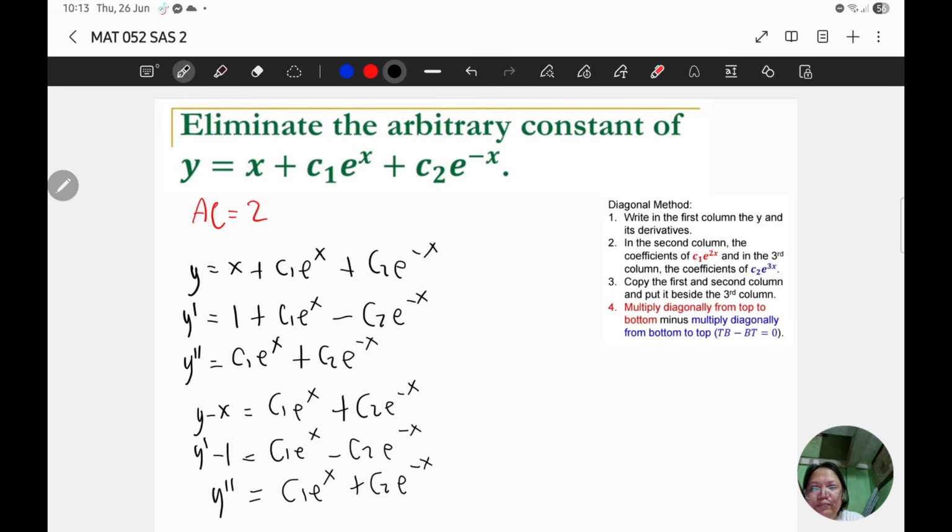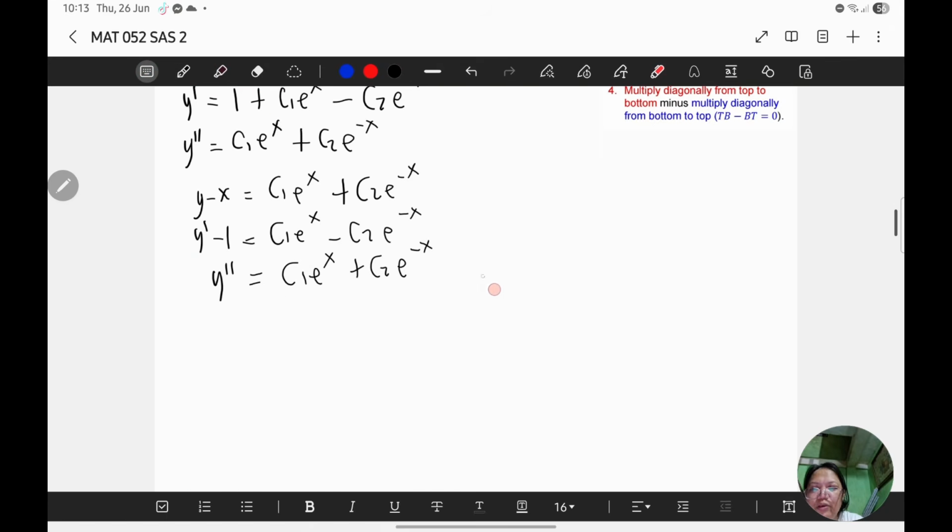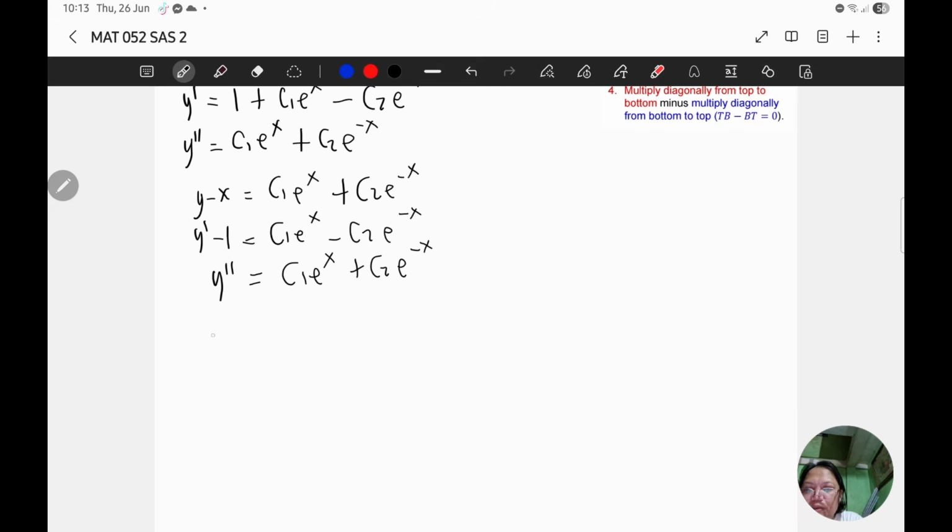In the first column, we will put all the terms on the left side. So, just put y minus x, y prime minus 1, then y double prime for the first column. For the second column, we write all the coefficients of the common factor. Our first common factor is c sub 1 e to the x. Our second common factor is c sub 2 e to the negative x.